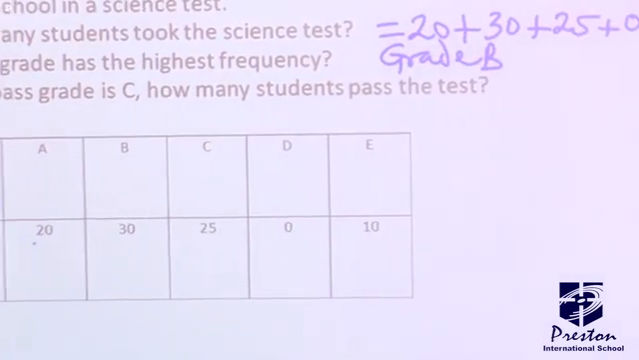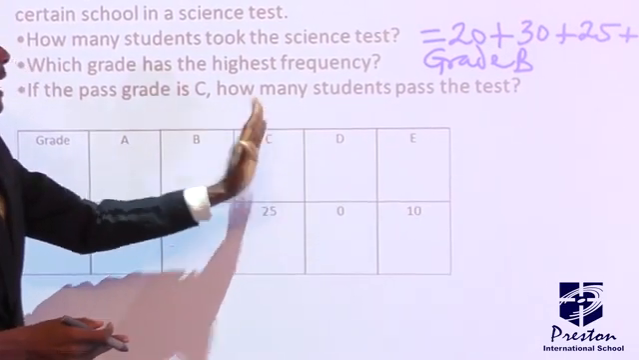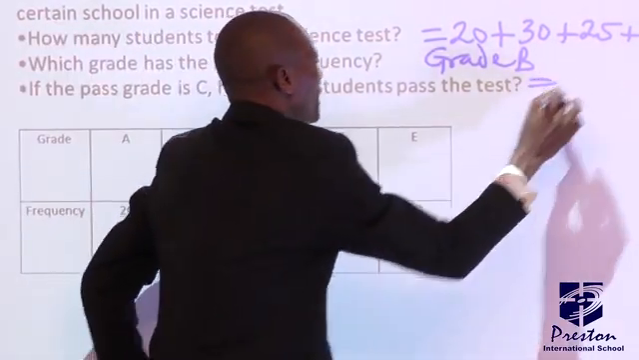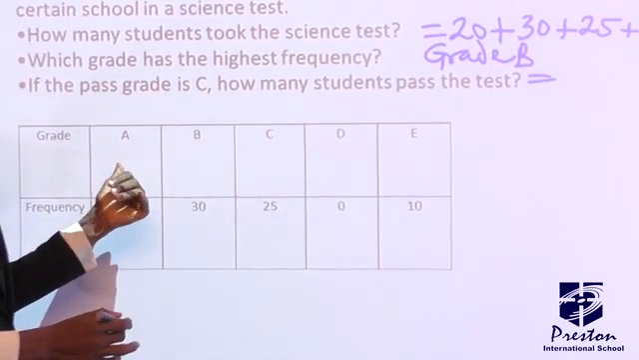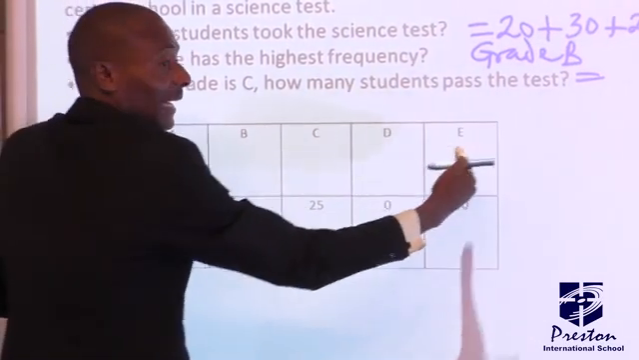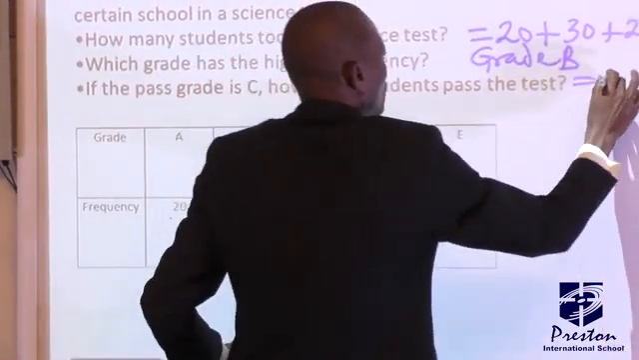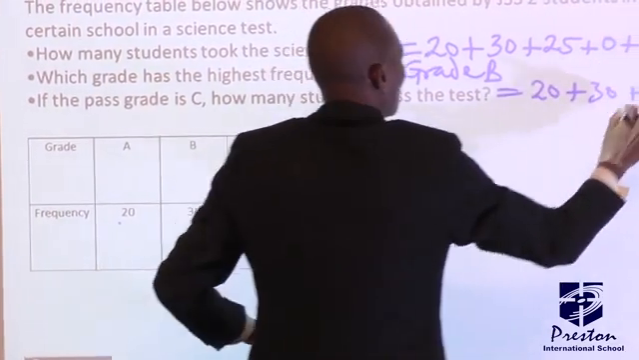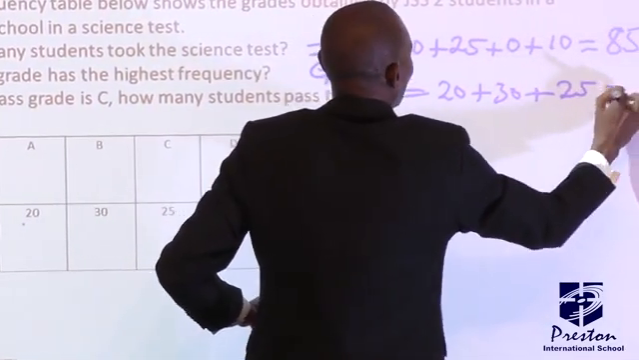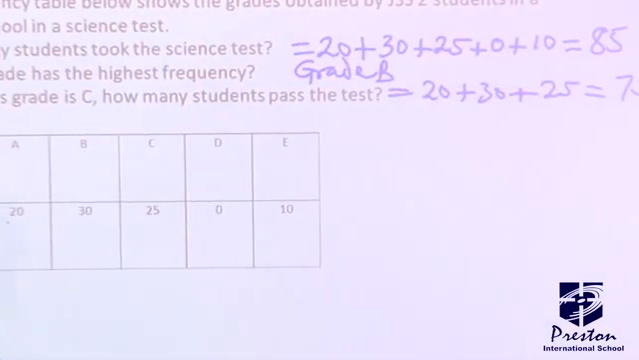Okay, the last one. If the pass grade is C in this test, how many students passed the test? It means how many students got C, B, and A? They passed the test. But D and E, they failed. So the number of students that passed the test is that of A, 20, that of B, 30, and that of C, 25. Altogether, I have 75 students that actually passed the test.